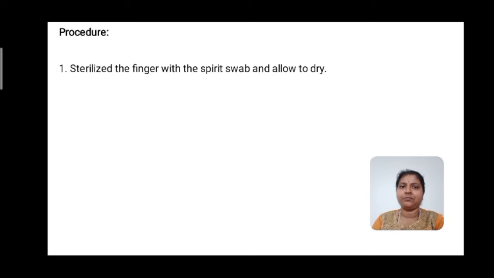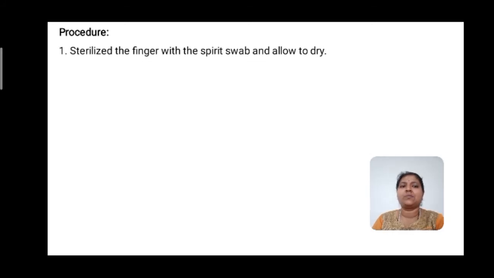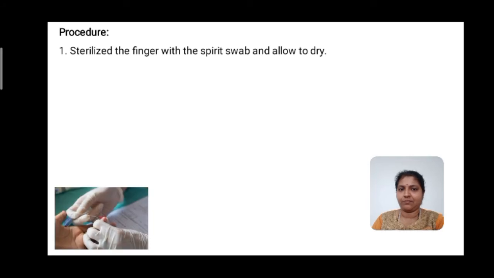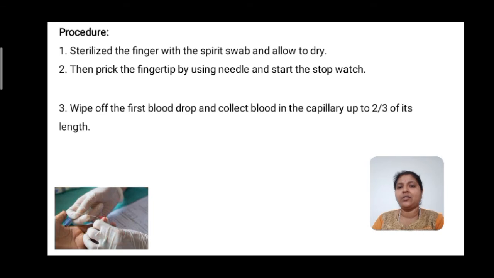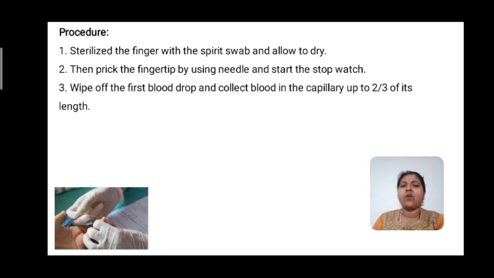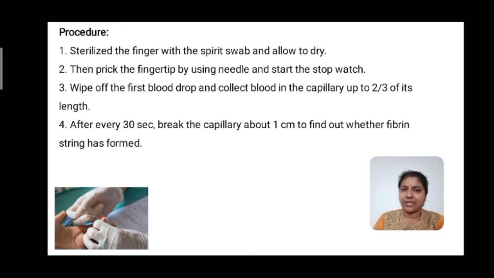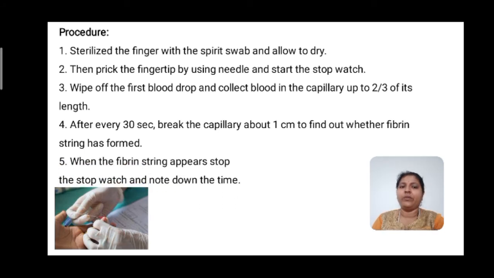Now the procedure. Sterilize the finger with a spirit swab and allow to dry. Then prick the fingertip using the needle and start the stopwatch. Wipe off the first blood drop and collect the blood in the capillary up to 2/3 of its length. Now, after every 30 seconds, break the capillary about 1 cm to find out whether the fibrin string is formed or not. When the fibrin string appears, stop the stopwatch and note down the time.